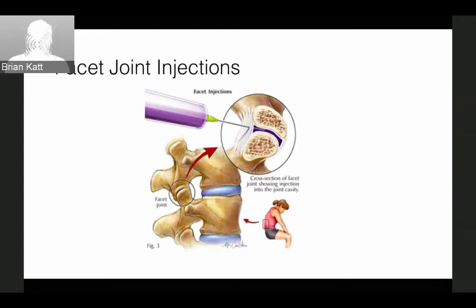The exception will be if someone is younger and has very, very focal pain there, and that is not someone I want to do an ablation on.